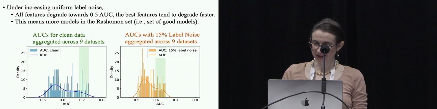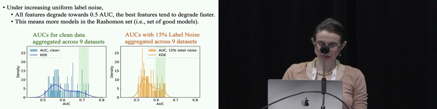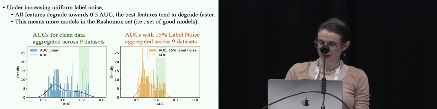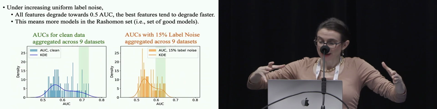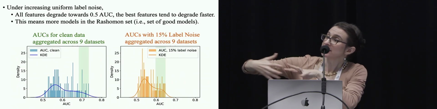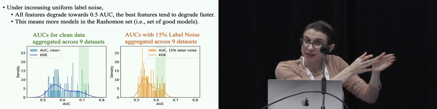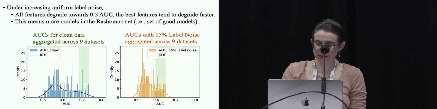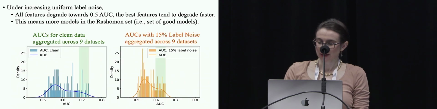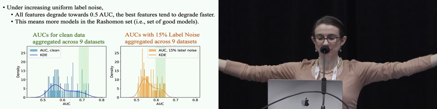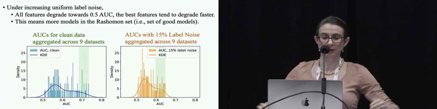And you can see here that the best features' AUC degrades as we add noise. There aren't these few good features anymore. And what this means is that when you're in the noisy setting, there end up being more possibilities for features to use in your models, because you don't just have a couple of good features anymore. Now you've got a whole bunch of features that seem about equally good. And so this expands the pool of good models, so you can get bigger Rashomon sets when you have more noise.